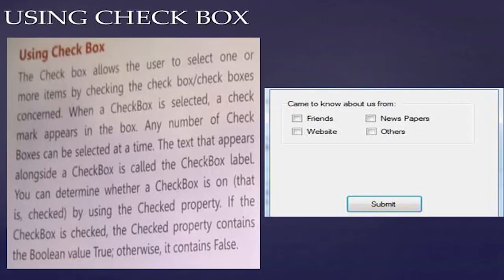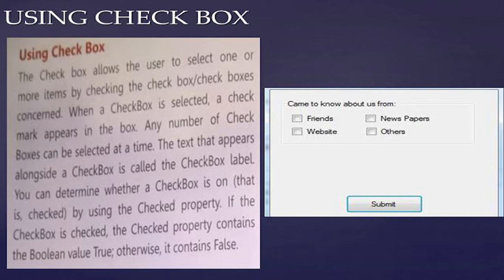Checkbox means, if you observe here, there are four options, like how you came to know about this form: friends, newspapers, website, or others. You can choose any option like that. You can select two options also, like friends and newspaper. In that way we are using the checkbox. A checkbox allows the user to select one or more items by checking the checkbox. When a checkbox is selected, a check mark appears in the box.